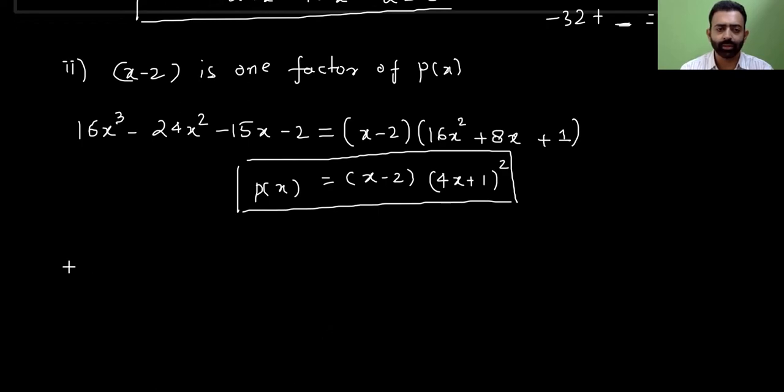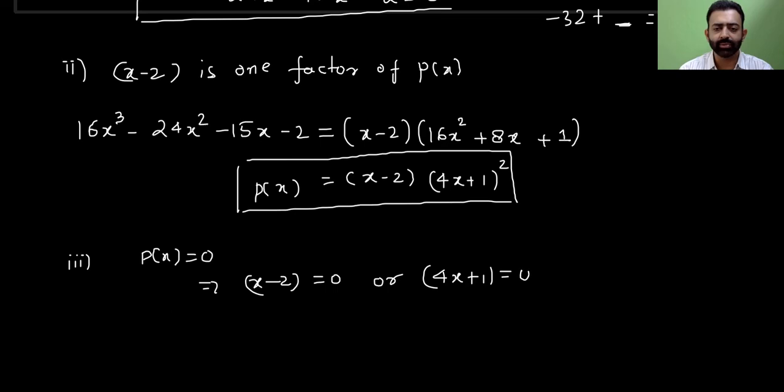Right, and in the third part it is asking to solve the equation. Solving the equation means p(x) is equal to 0 we have to do, means this we have to put equal to 0. That means x minus 2 is equal to 0 or 4x plus 1 must be equal to 0. Okay, so I have x is equal to 2 or x is minus 1 by 4.